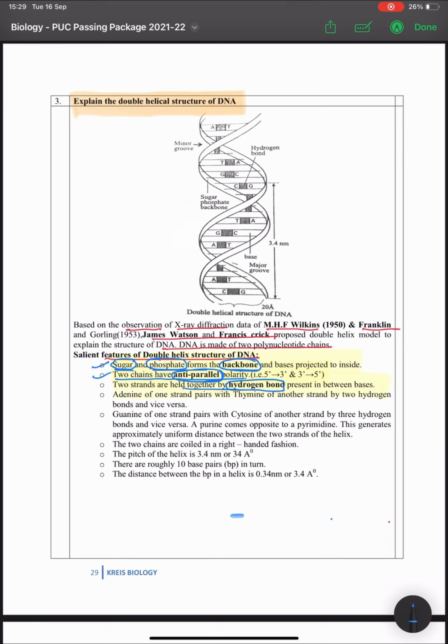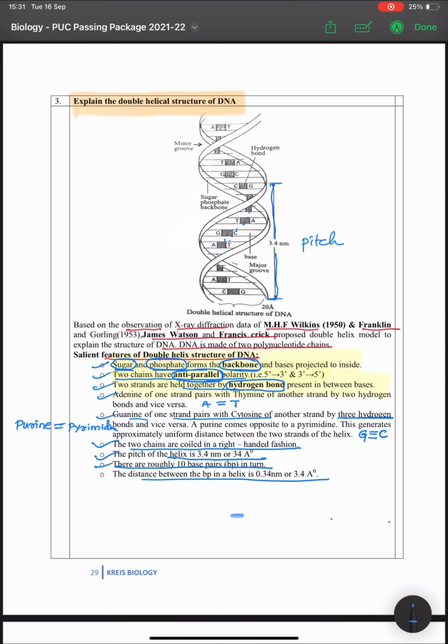Then the 2 strands are held together by hydrogen bonds. Adenine always pairs with thymine through 2 hydrogen bonds. Guanine binds with cytosine by 3 hydrogen bonds. The 2 chains of the DNA are coiled in a right-handed fashion. The pitch of the helix is 3.4 nanometer, that is 34 angstrom. There are roughly 10 base pairs in each turn, and the distance between the base pairs in the inner helix is 0.34 nanometer. So this is about the double helix structure of DNA.